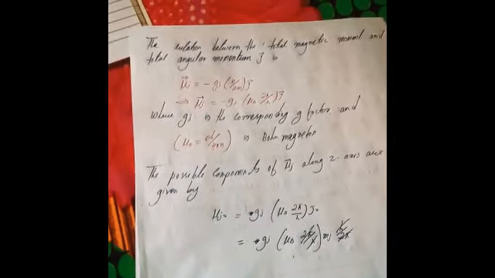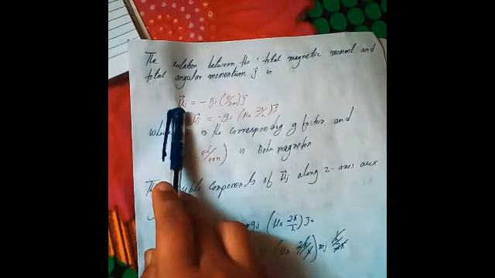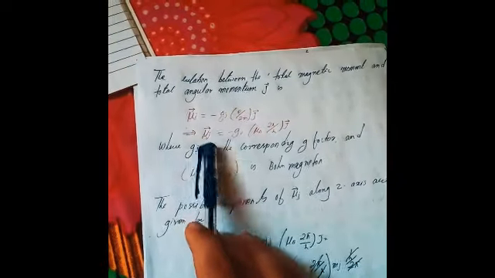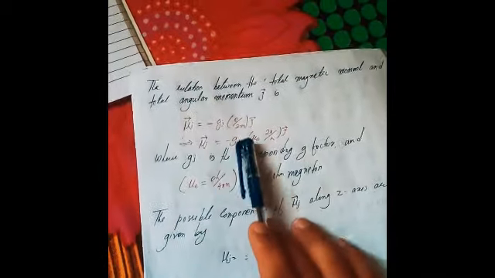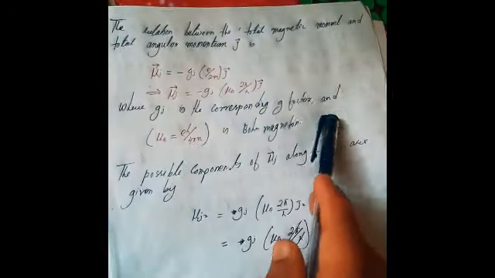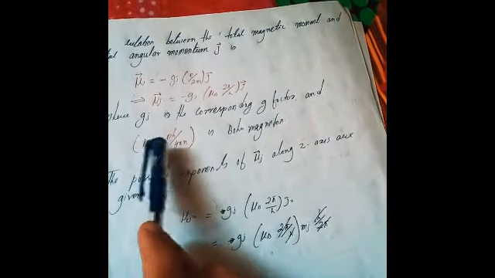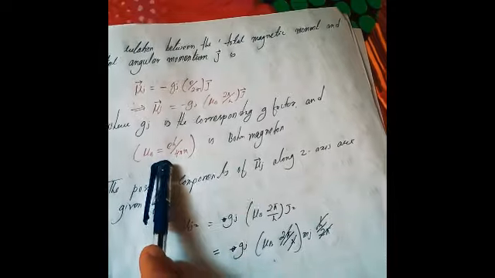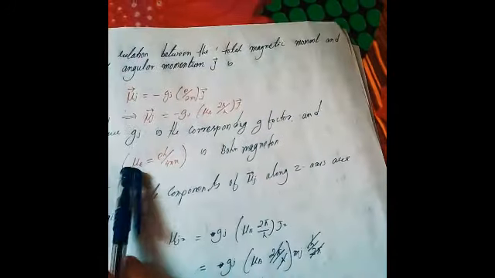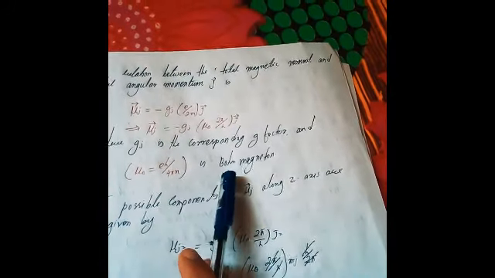The relation between the total magnetic moment and the total angular momentum J is μj equals minus gj e/2m J. That gives μj equals minus gj μB (2π/h) J, where gj is the corresponding g factor, and μB equals eh/4πm is the Bohr magneton.